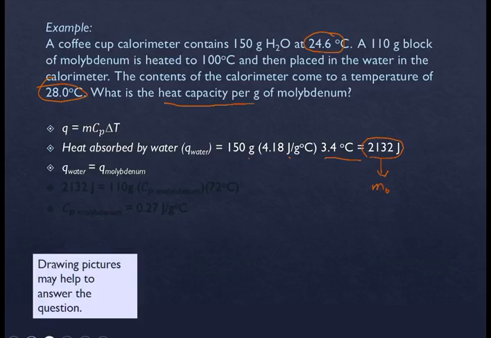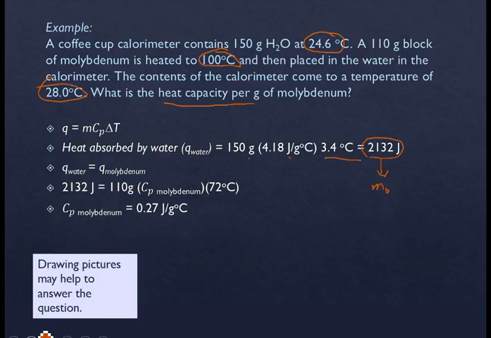Q of water equals Q of molybdenum in this particular model. That energy will be equal to 110 grams of molybdenum multiplied by its specific heat times its temperature change, which was from 100 Celsius down to 28. So one more click and we have that value. There are ways to do this all in one big operation, but for now, I'm emphasizing the idea of calorimetry.